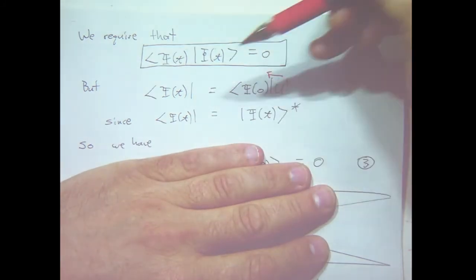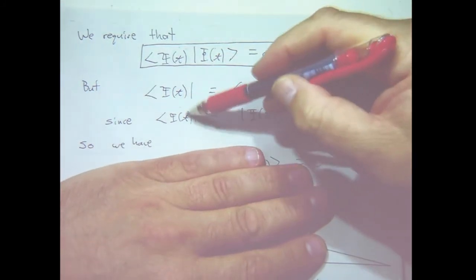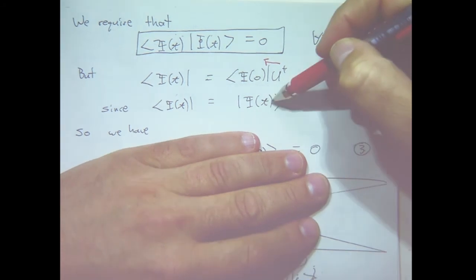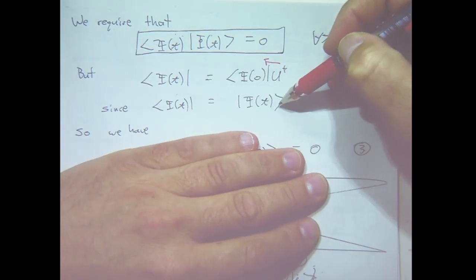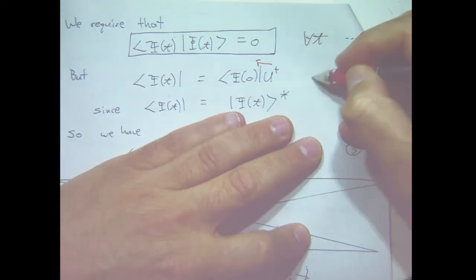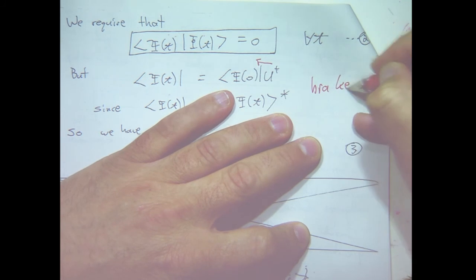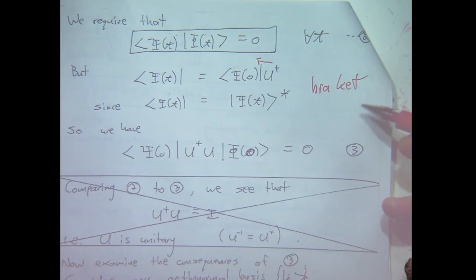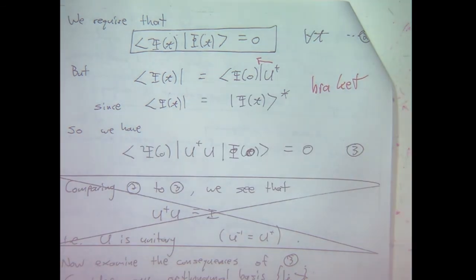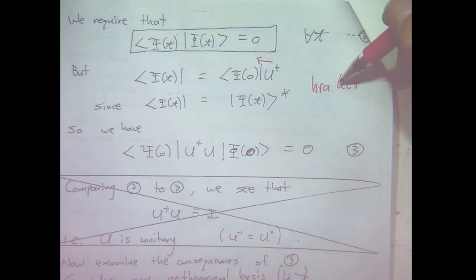And so, because the bra is the complex conjugate of the ket. So it's bracket. Yeah, bracket. Bra. Ket. You blame Dirac. But you were thinking something else. So just blame Dirac.